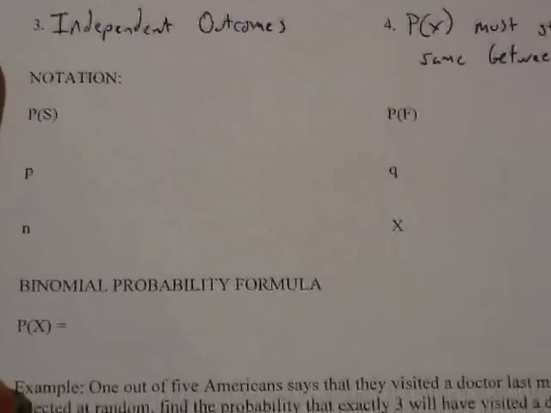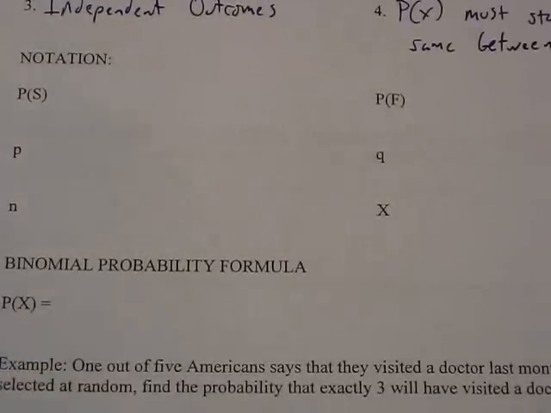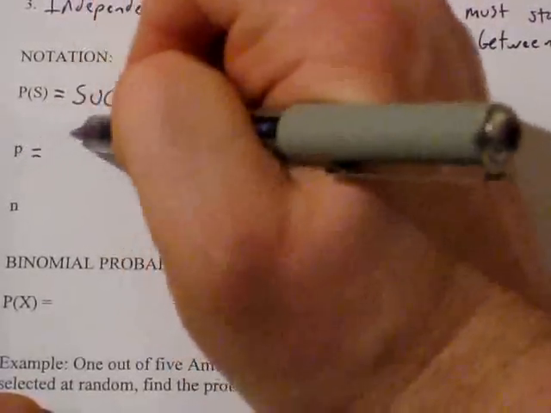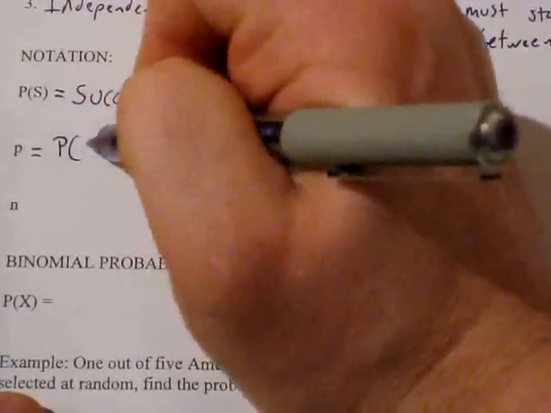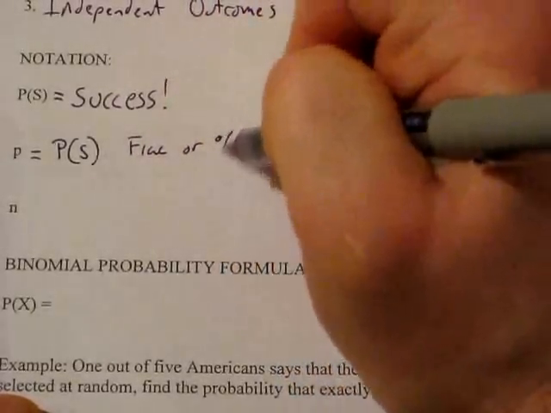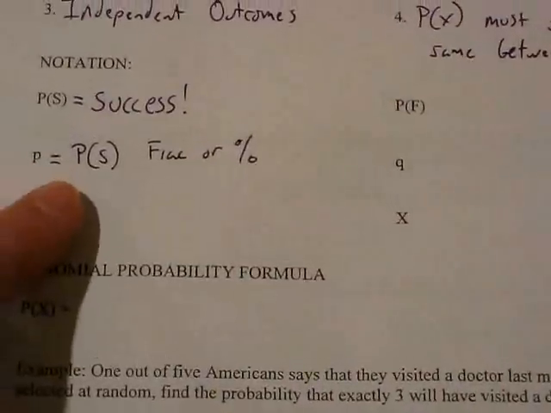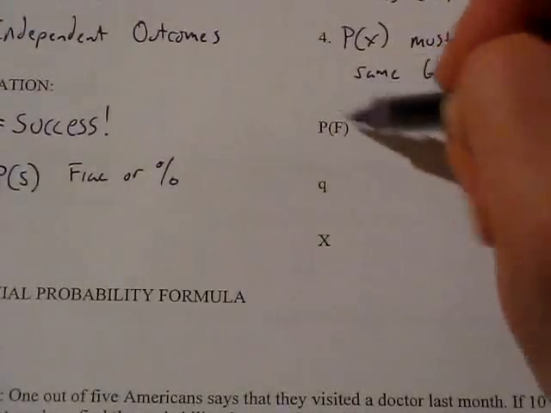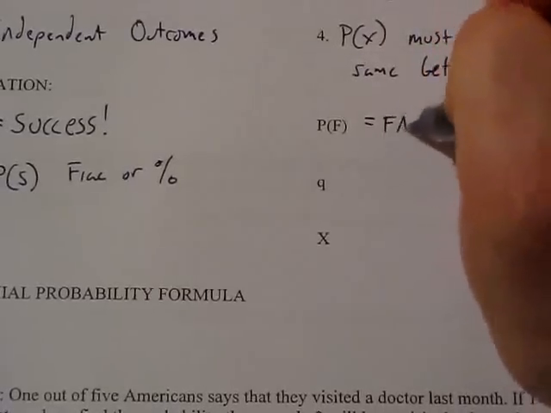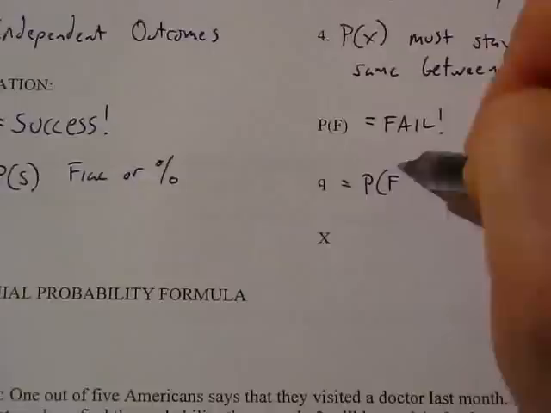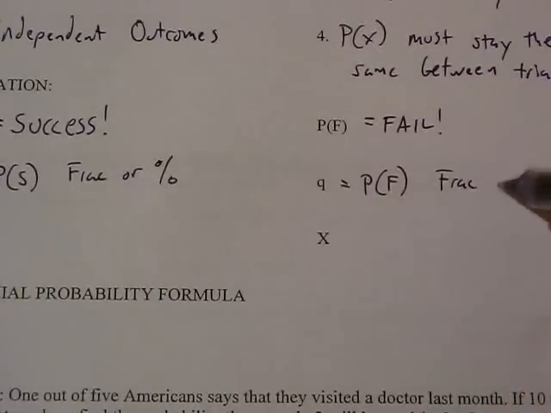Now we got some notation to learn too. The probability of S is the probability of success. And we're going to have our small letter p be that probability of S either as a fraction or a percentage. So p is going to denote the probability of a success. q is going to deal with P of F, which is failure. So q is going to be the probability of failing, and that's either going to be a fraction or a percent again.